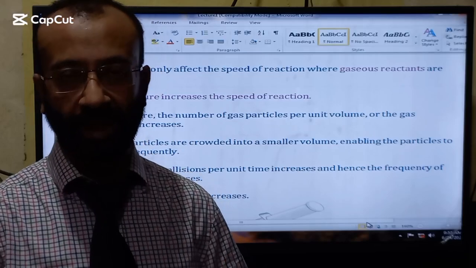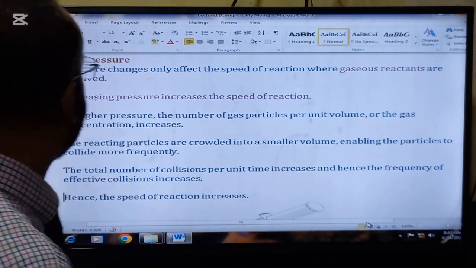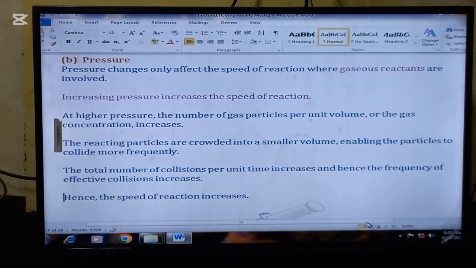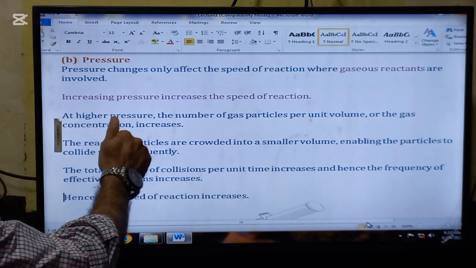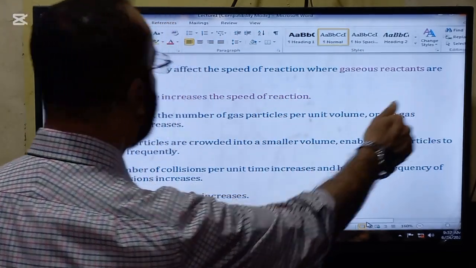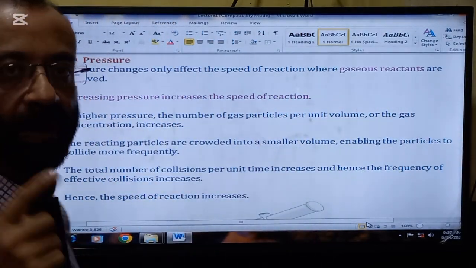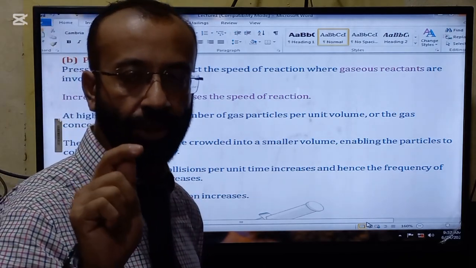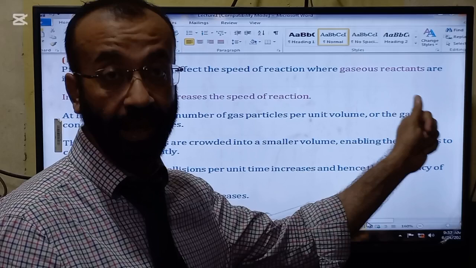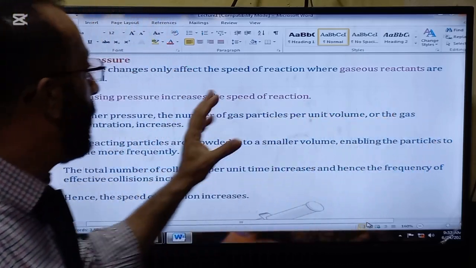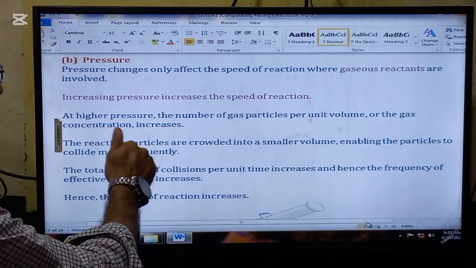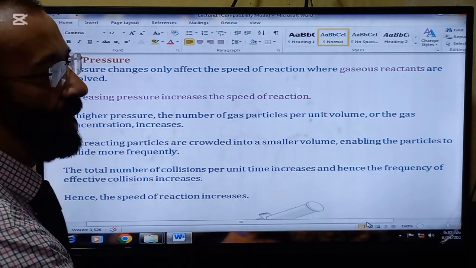The next factor that affects the rate of a chemical reaction that we are going to discuss is the pressure. So concentrate yourself. Pressure changes only affect the speed of the reaction where gaseous reactants are involved. So this is the first point that you should remember, that the reactant particles should be gaseous. Then the pressure will affect. Increasing pressure increases the speed of the reaction.